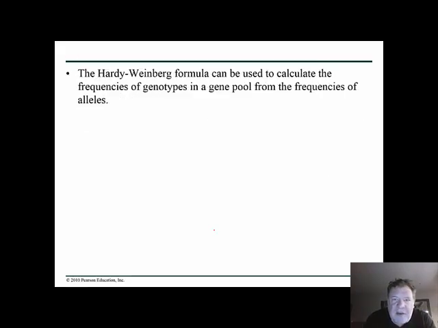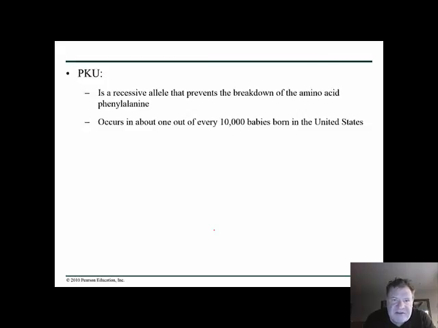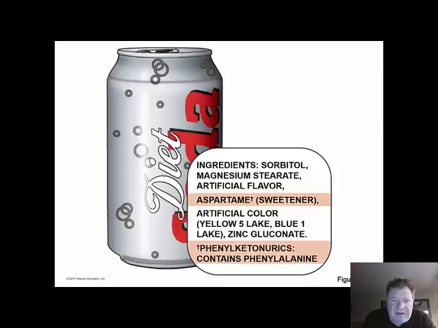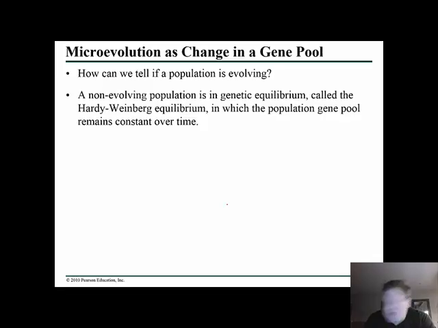And so it's the Hardy-Weinberg formula that allows us to determine these frequencies. And again, Hardy-Weinberg allows us to determine the relative frequency of some genes like PKU, phenylketonuria, that affects 1 in 1,000 people. And again, we have our diet cola, which I like a lot, contains phenylalanine. And then we'll be able to see that in a gene pool.